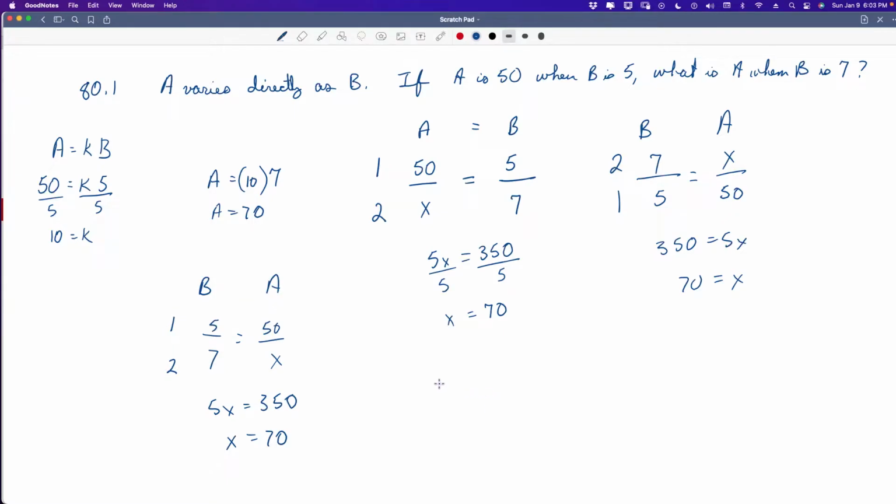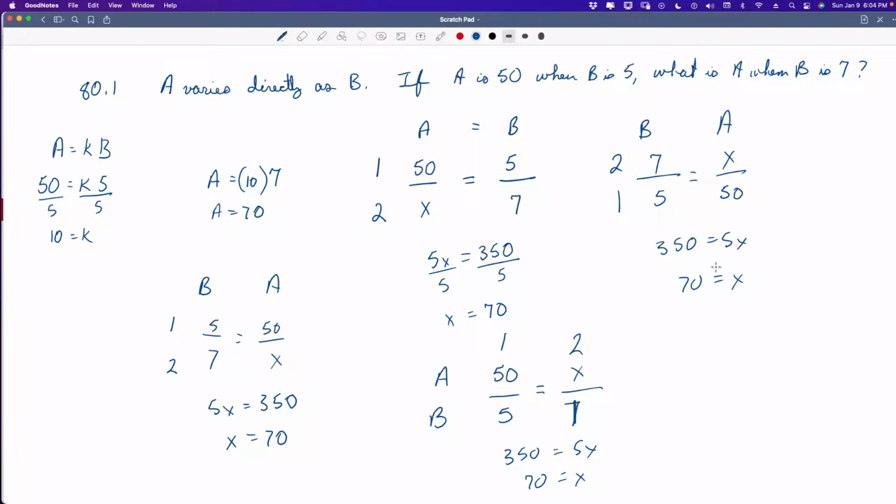So if you rearranged it and you said A was on top and you said A1 is 50, we don't know what A2 is, and B1 was 5 and B2 was 7, you would still get the same thing. You would still get that 350 is equal to 5x, and you would still end up with 70. So it's all about keeping these same things together. Keep your identities together, keep your events together, and it will end up being the correct answer.